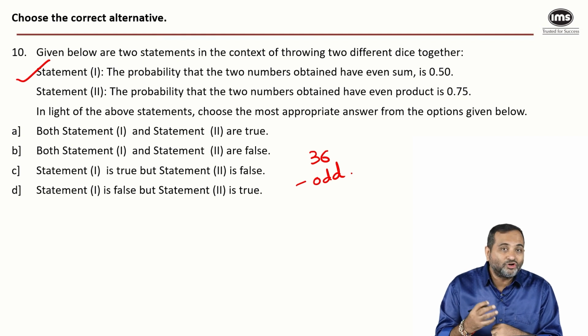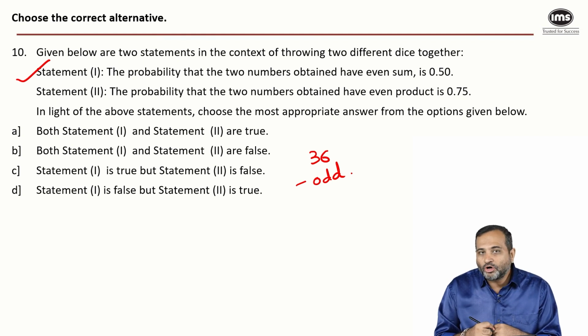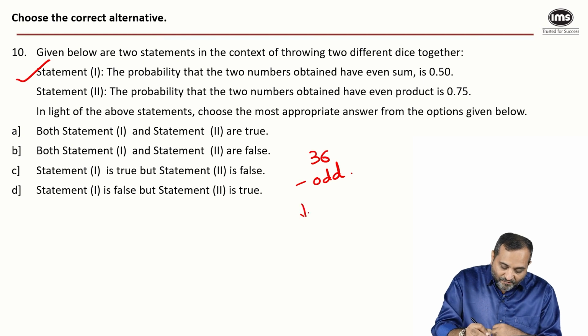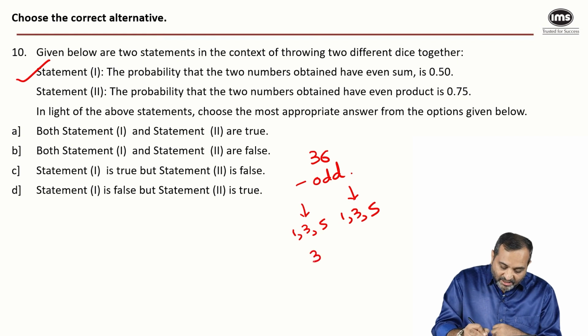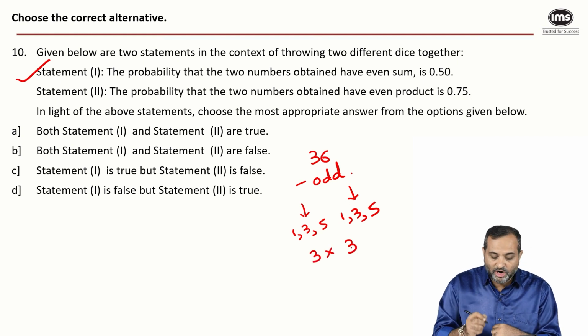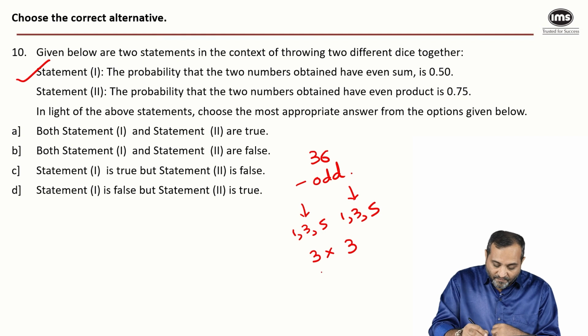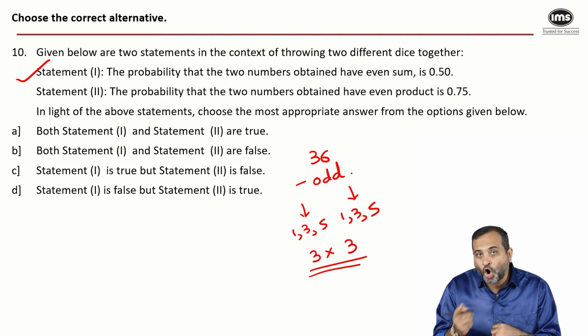So when will product of two numbers be odd? Product of two numbers will be odd when both my numbers are odd. So what is the possibility of getting odd numbers? Can I say the first die should either show a 1, 3, 5 and the second die should also show a 1, 3, 5. So how many cases are there? There are 3 into 3. There will be a total of 9 cases which will give me product as odd.